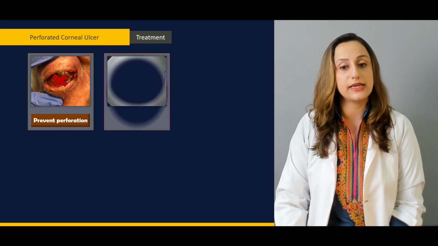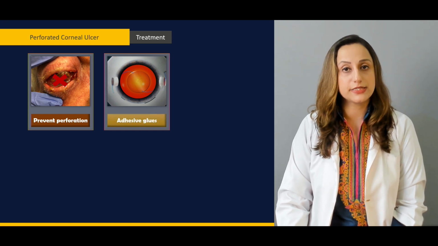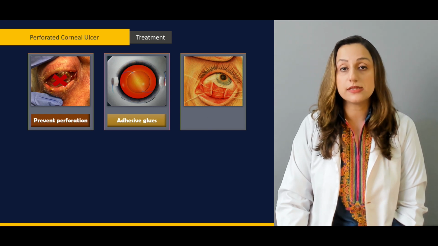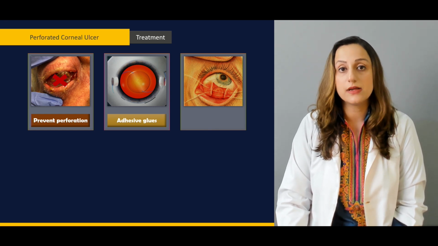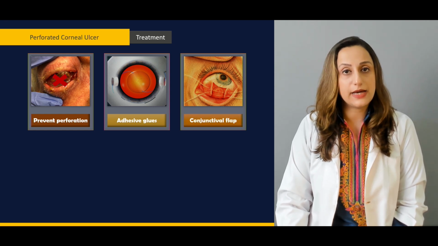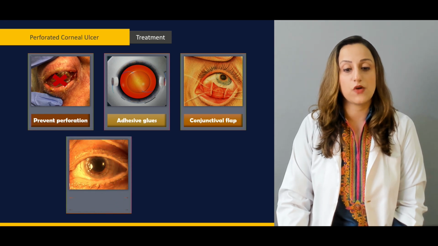As for the treatment if the perforation has taken place even after taking all of these preventive measures: first of all, you are going to prevent perforation, of course, but if it takes place, then you are going to give adhesive glues, or you can perform surgical procedures to repair the corneal perforation. The conjunctival flaps are taken and implanted at the place of the perforation.